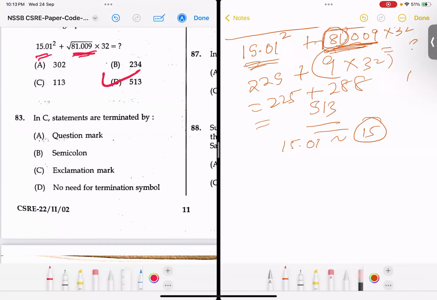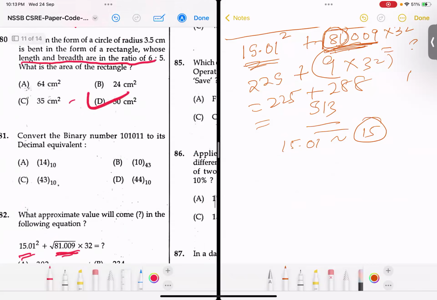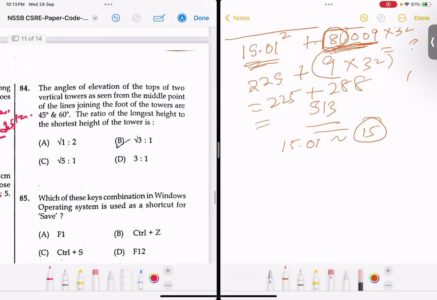So when we come to computer languages, there are different types of languages that are used for making programs and software. One of them is C language, okay? So in the C programming language, while writing different types of programs, the statement has to be terminated by, this is a factual question, a semicolon, okay? So that's important. Question number 84.